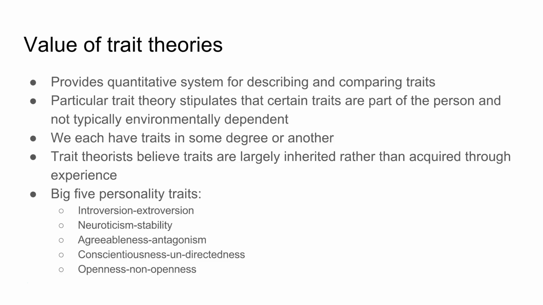Then you have conscientiousness versus undirectedness, and conscientiousness is your ability to kind of organize yourself and be self-motivated and disciplined, and undirectedness is when you're just kind of floating around, not sure what's going on. And then there's openness versus non-openness. Like, are you willing to try new things, or are you fixed in your perceptions and ways of doing things? And we all fall on those scales somewhere.